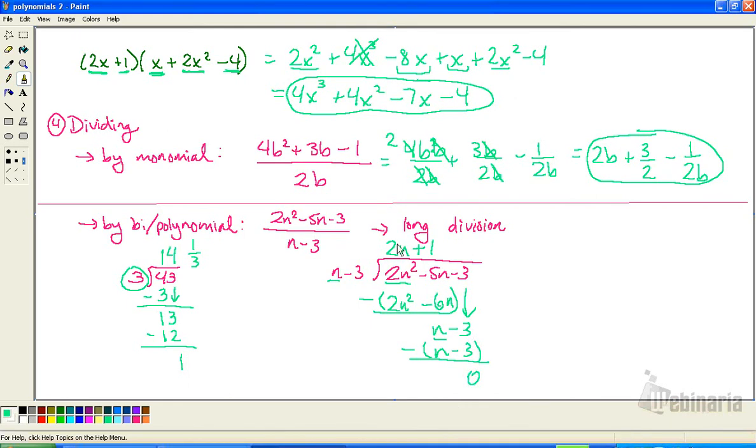Now just notice that if you were to get anything down here, like just a number, if it was 2, then you would put that 2 over the n minus 3 as your remainder, just like we put the 1 over the 3 here.